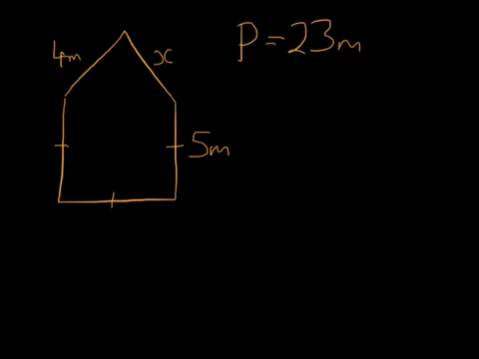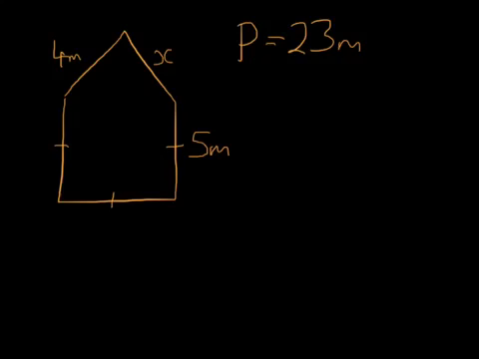Some questions will ask you to find the value of a side, and it will be labelled as a letter. In this case I've chosen x. It will give you the perimeter to start with, and then you have to work backwards to find x. So how do we do that? Well, if the perimeter equals 23, that's going to equal all the sides added up together.